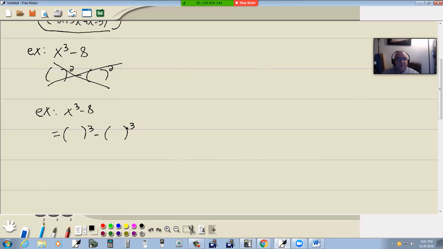Now, instead of asking yourself what times itself gives each individual piece, you ask yourself what times itself 3 times gives each individual piece. For example, the x to the third, that's x times x times x. For the 8, that would be 2 times 2 times 2. Now I'm going to label what's in the first set of parentheses as F for first, and what's in the last set of parentheses as L for last.